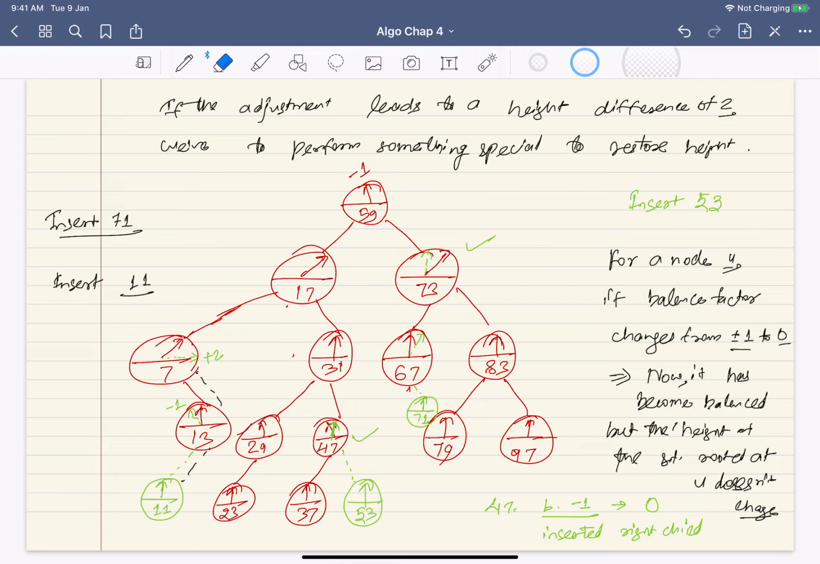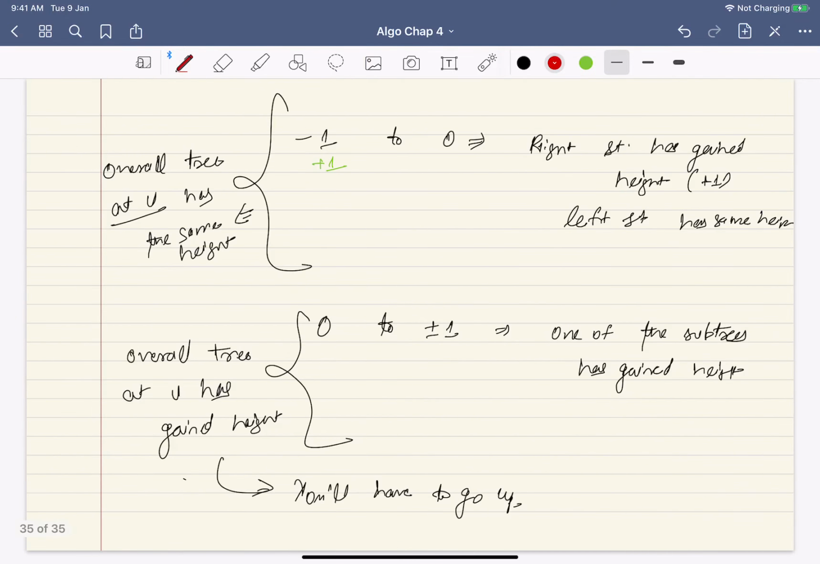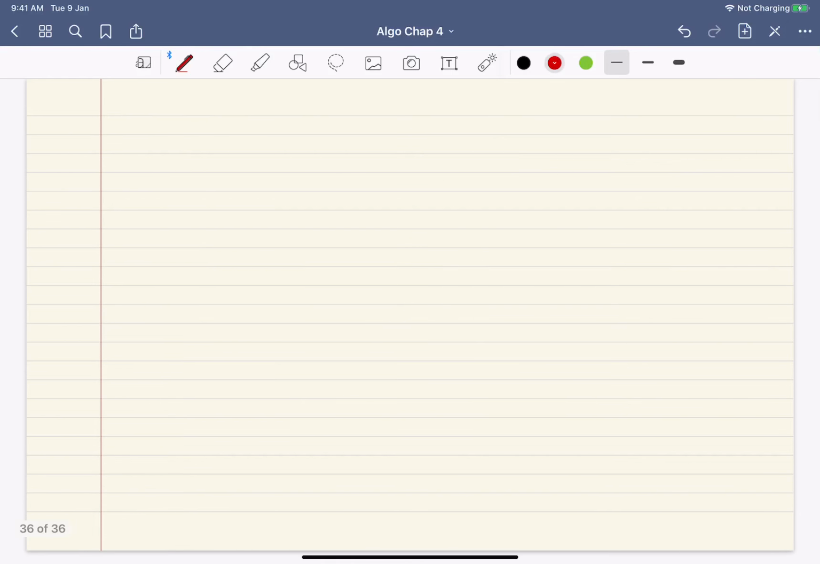So let's try to abstract it out, like what would happen in the general case when we are going up. Let's abstract this. So you consider a situation where a balance factor of, let's say, minus 2 or plus 2 is detected at a node.